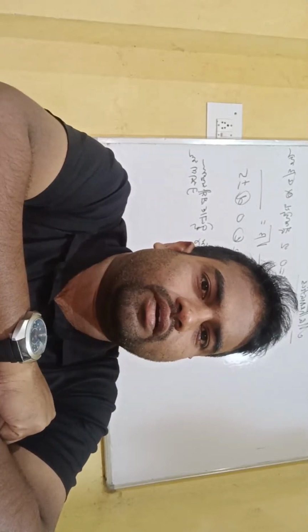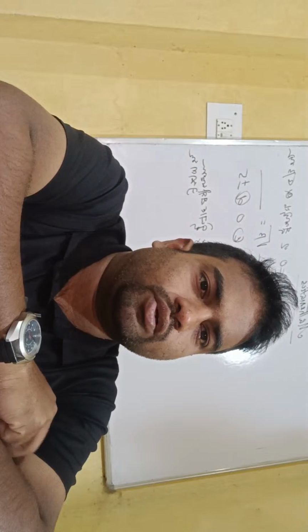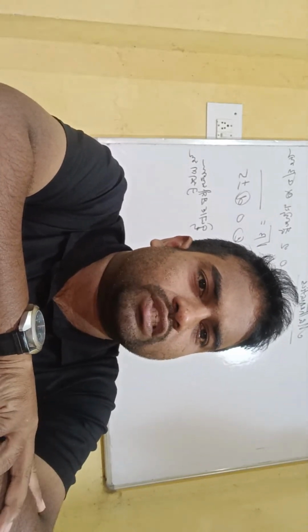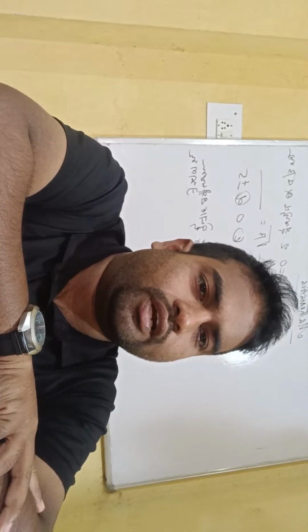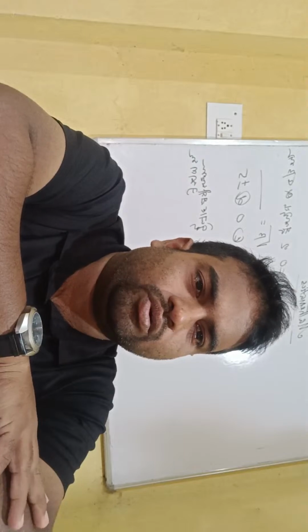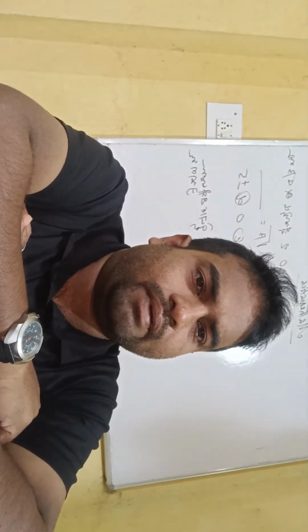Zero work done, because in a complete circle displacement is zero, and work done depends upon force and displacement. So that is why work done is zero. Very good. Identify the kind of energy possessed by a running athlete.